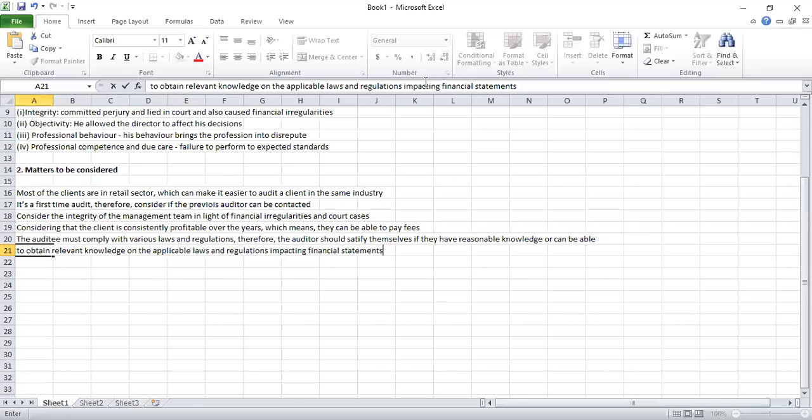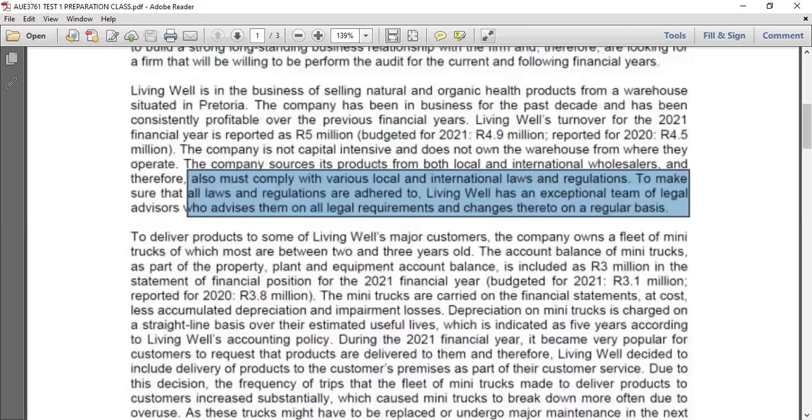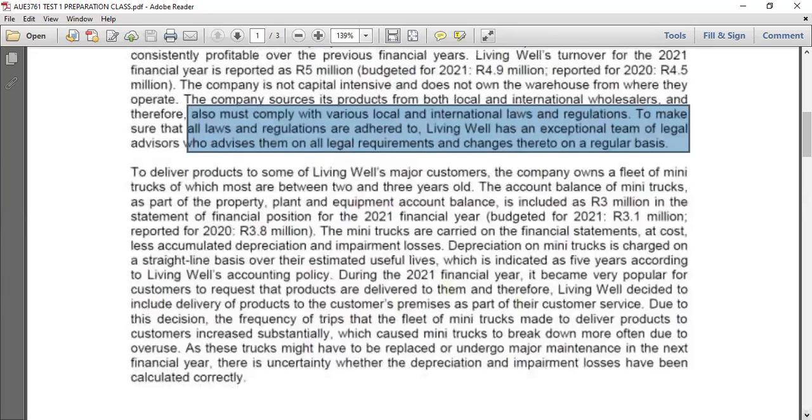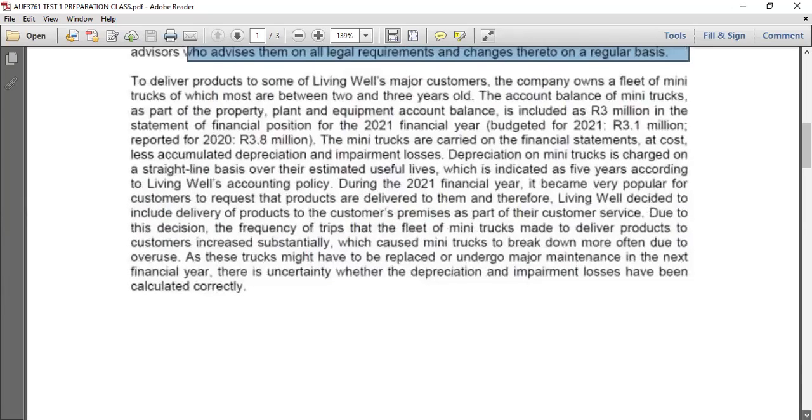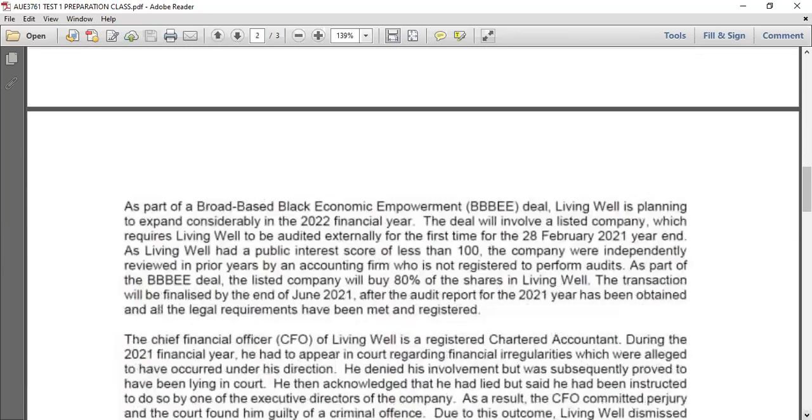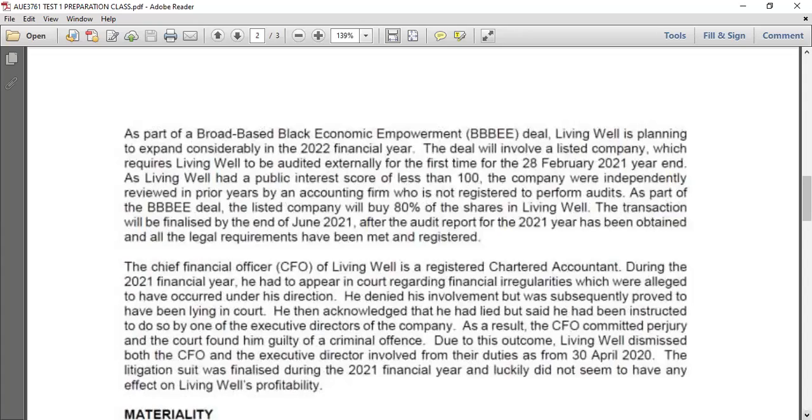Right. I think the next part does not have much. As part of a broad-based Black economic empowerment deal, Living Well is planning to expand considerably in the 2022 financial year. The deal will involve a listed company, which requires Living Well to be audited externally for the first time for the 28 February 21 year end.